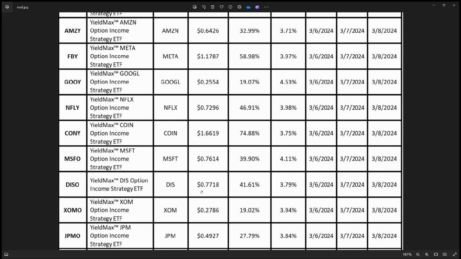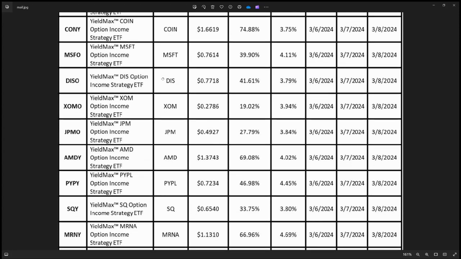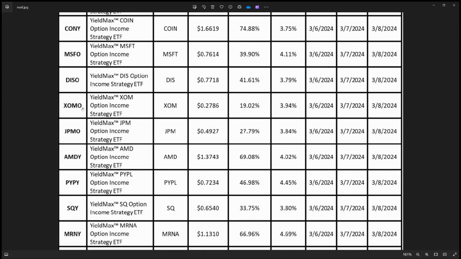DISO, 77 cents, 41.61%. ZOMO, 27 cents. ZOMO always is a laggard. Here's another one with 19%, 27 cents. Makes me think of SVOL. I'd rather have SVOL, but I digress. GPMO, JP Morgan, 49 cents. That's up a little bit from last month, I believe, at almost 28%.